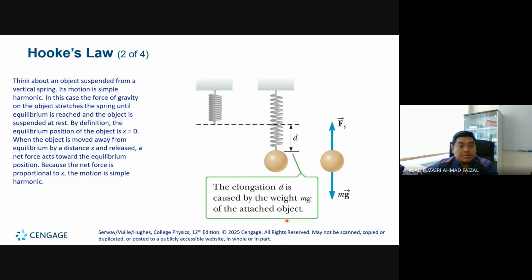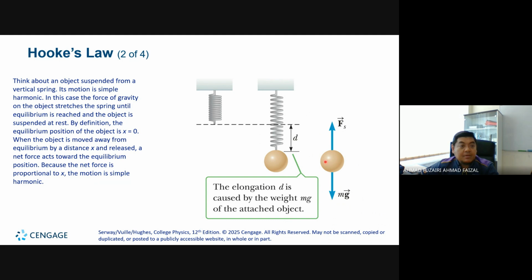So let's look at this figure. This figure shows how to determine the spring constant, because the upward spring force balances the weight when the system is in equilibrium. It follows that k equals mg over d. That means based on F equals kx, the x in here is not used, it uses d to substitute for x.